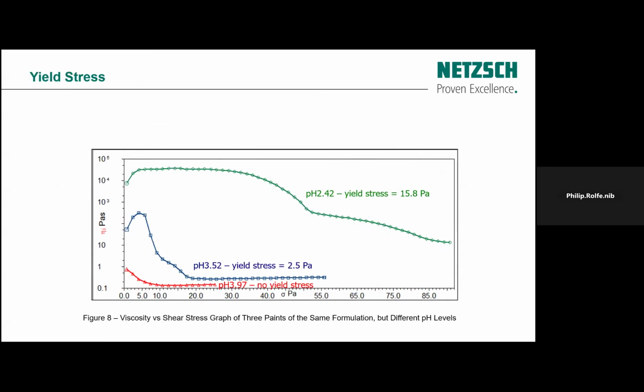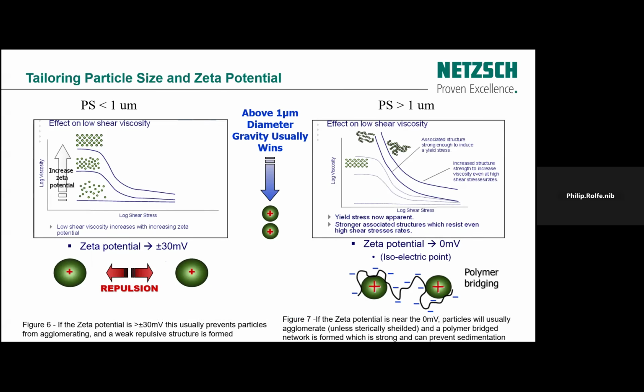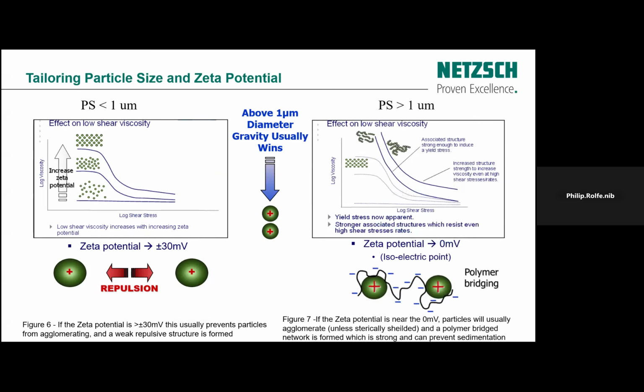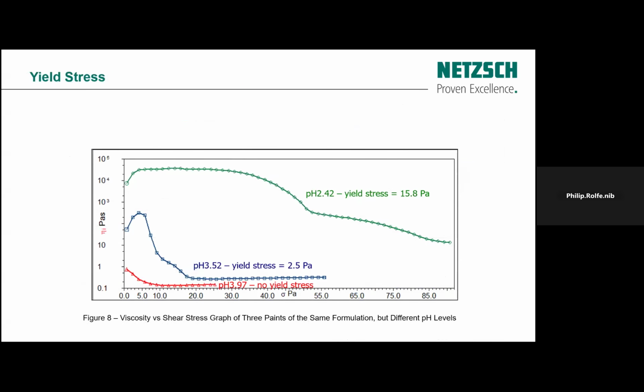Sometimes you can affect this just by allowing the pH to go towards the isoelectric point. When the zeta potential goes to the isoelectric point, then there's no charge. And if it's a very concentrated situation, you can use this polymer bridging, if there's some polymer in there, to actually prevent sedimentation as well.